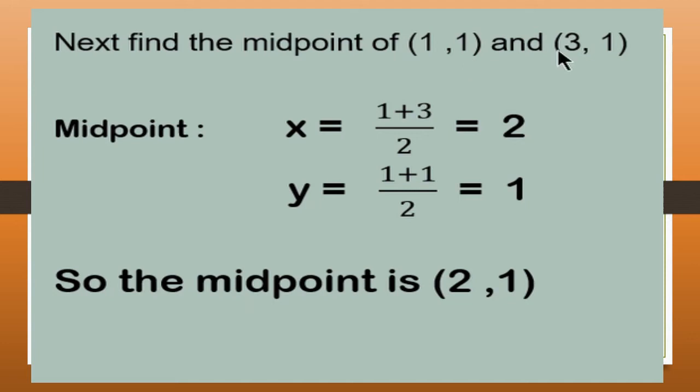Next, using the two given points, we'll find the midpoint. To find the midpoint of 2 points, we have already done a video on that, so please check that out also. The midpoint has two coordinates, the x and y coordinate. To find the x coordinate, add the x coordinates of the two points, that is, add 1 and 3, and divide by 2. Similarly, to find the y coordinate, add the y coordinates of the two points and divide by 2. So the midpoint that we have now is (2, 1).